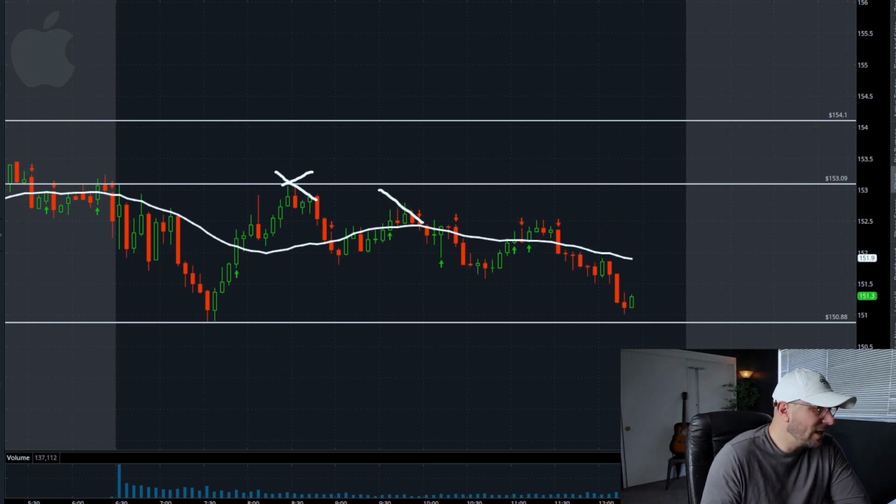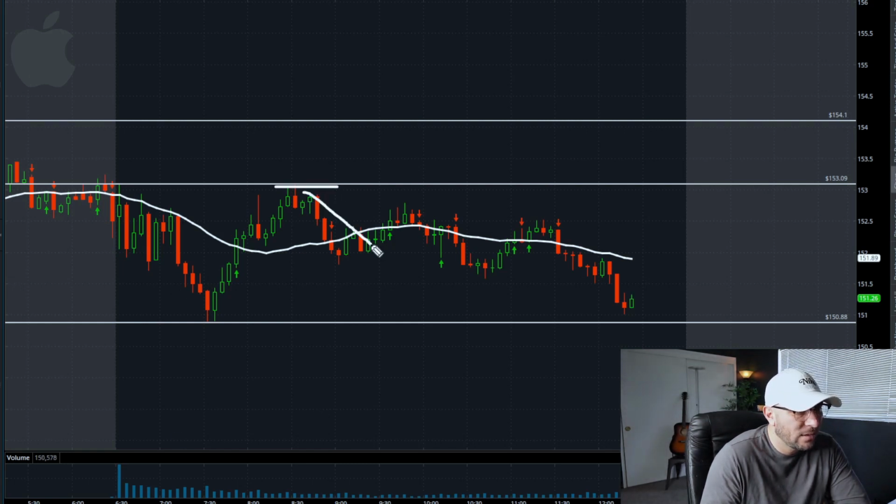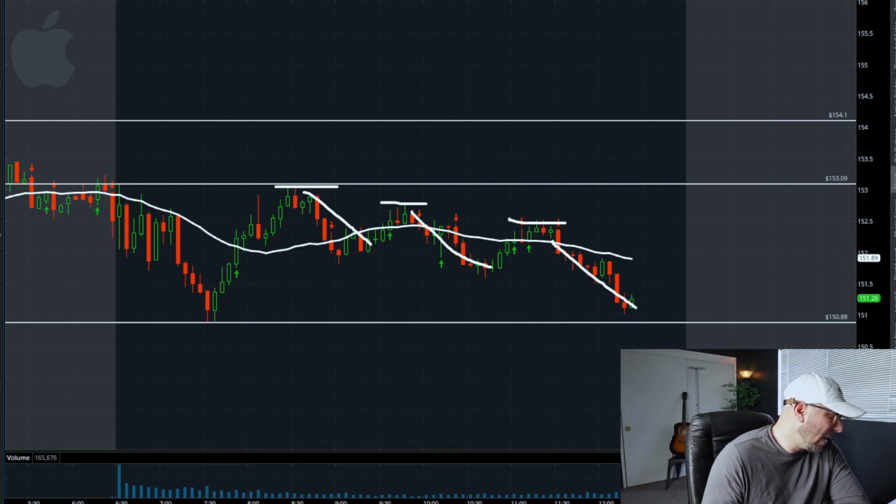So what I'm looking at here is as it starts to get tight and this price action starts to get tight, what I'm looking at is a high, staircase down, lower high, staircase down, lower high. I'm waiting for that next staircase down, right? So I hope you guys are all following with me.